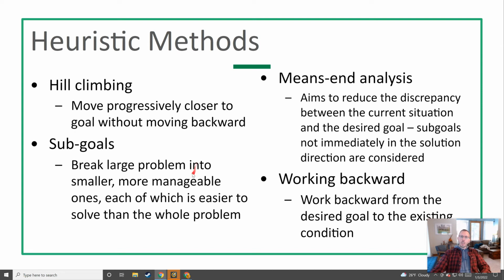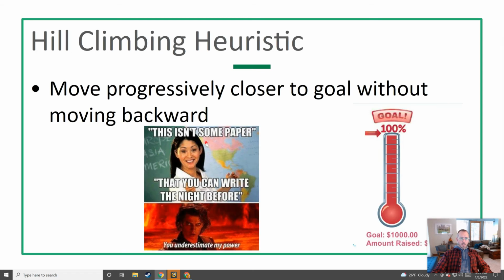Most of the times, though, when we have a problem, we have to use heuristics. We have to use shortcuts that are strategies that are going to help us get to the end of our problem. So we're going to look at 4 today. Hill climbing, sub-goals, means-ends analysis, and working backwards. And for each one of these, I'll help show you how it's going to relate to your college application process.